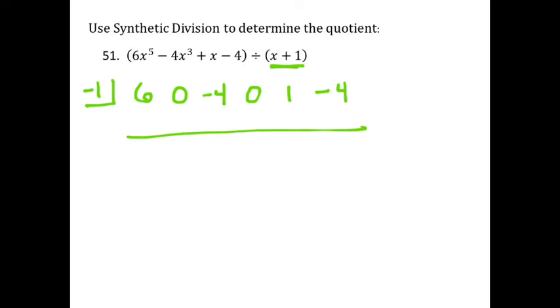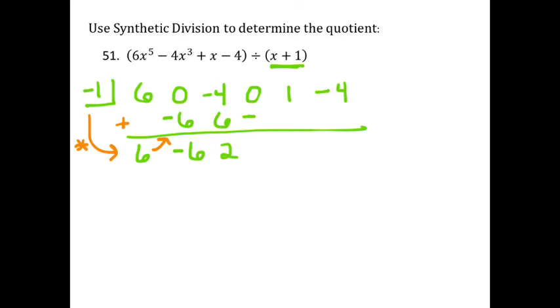And now we're going to follow the same process that we did before. I'm going to add down. 6 plus nothing is 6. And then we're going to multiply these numbers and write it up here. Negative 1 times 6 is negative 6. 0 plus negative 6 is negative 6. Negative 1 times negative 6 is 6. Negative 4 plus 6 is 2.